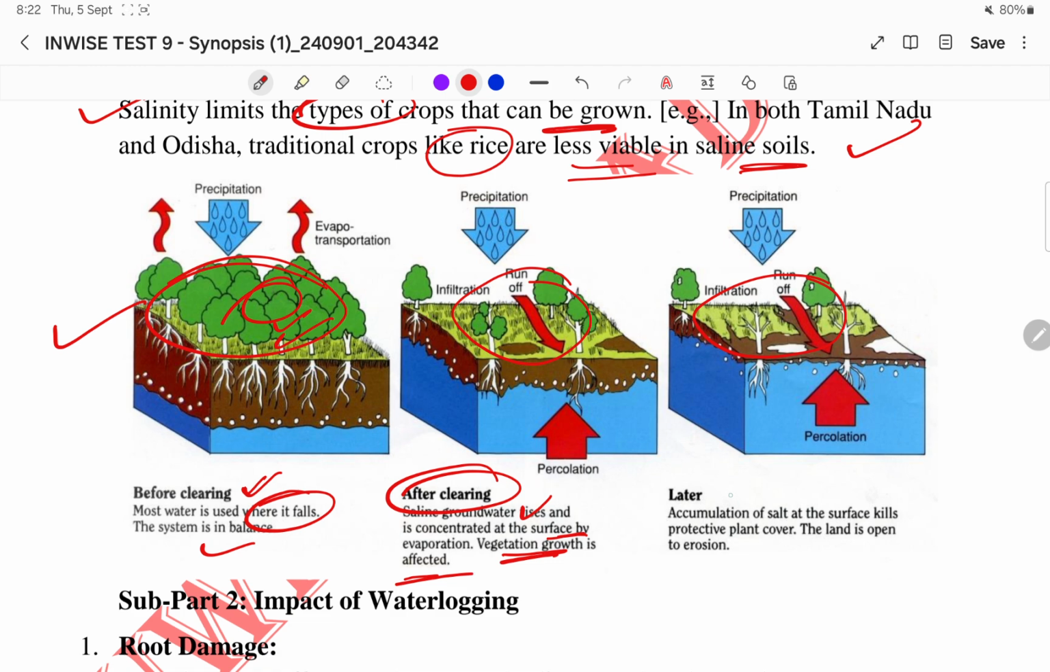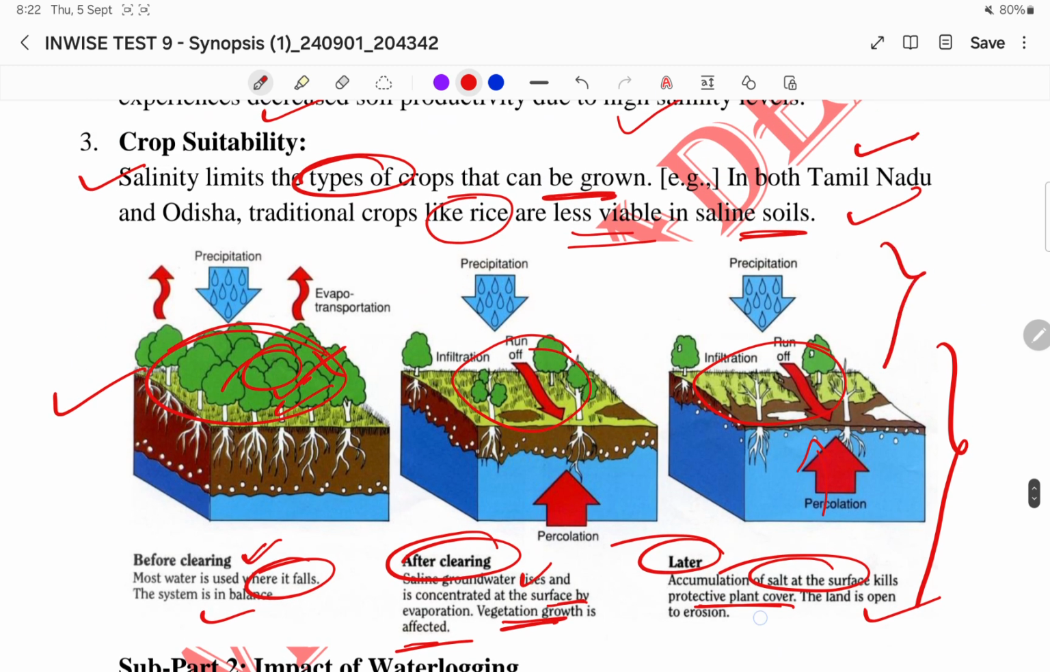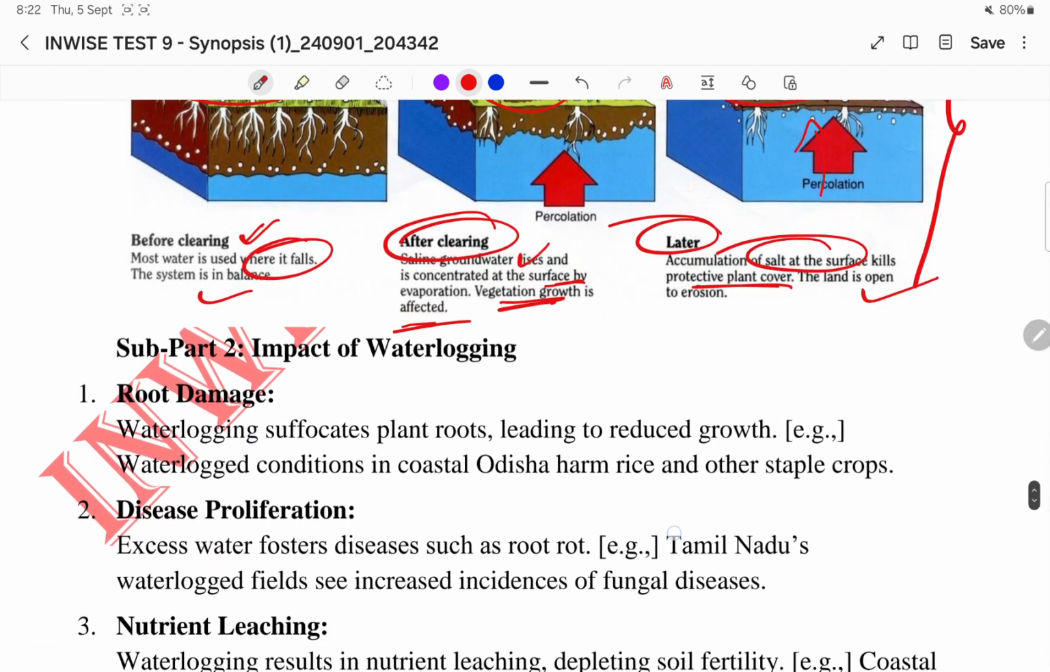Vegetation growth is affected. The later part, accumulation of the salt at the surface, will kill the protective plant cover and the land is open to erosion. So this diagram just shows how, by clearing the coastal plants, the salinity also increases. So no need to write this diagram in your answer. Okay, just for understanding.